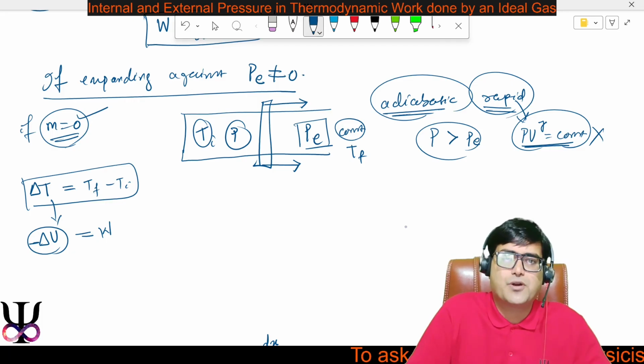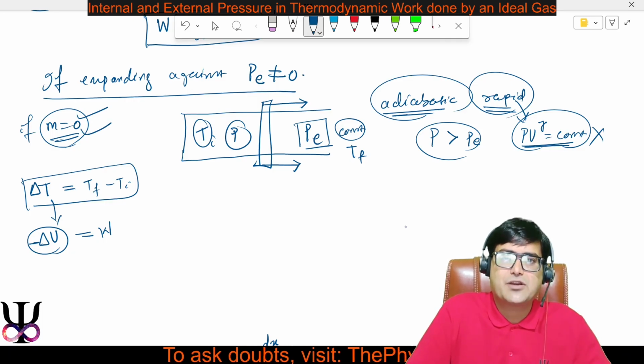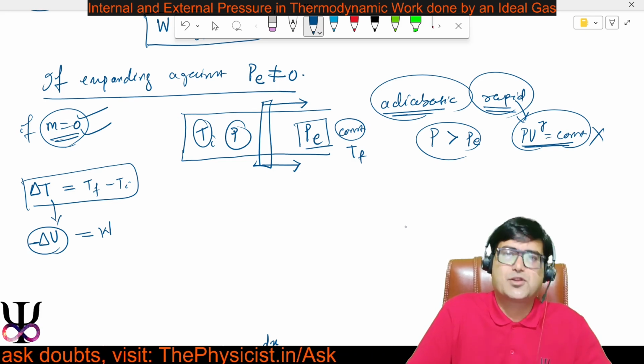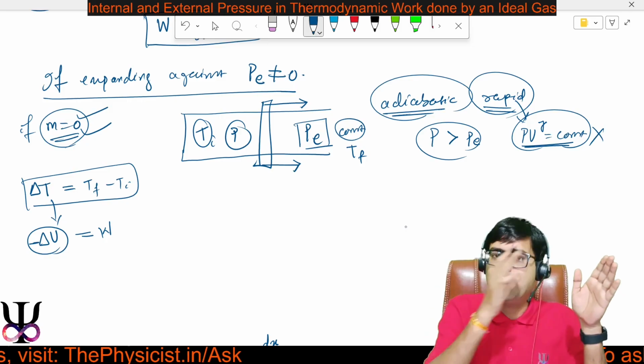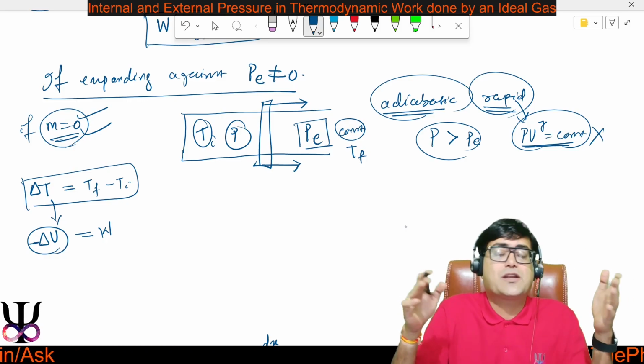Clear? I hope you understood this. And in this case, since the mass of the piston is zero, the kinetic energy of the piston gained or lost becomes insignificant. Right? So the only way you can find the work done is by accounting for this. Of course, you would say, sir, how, the temperature is not uniform.